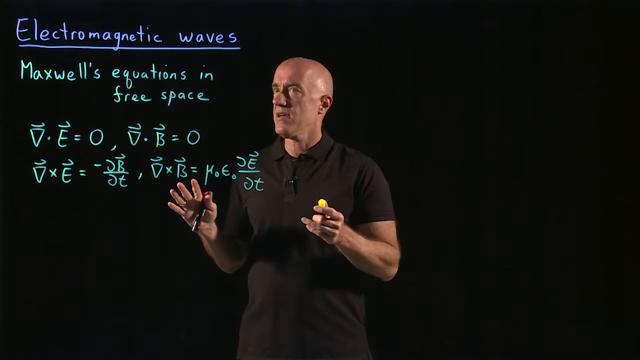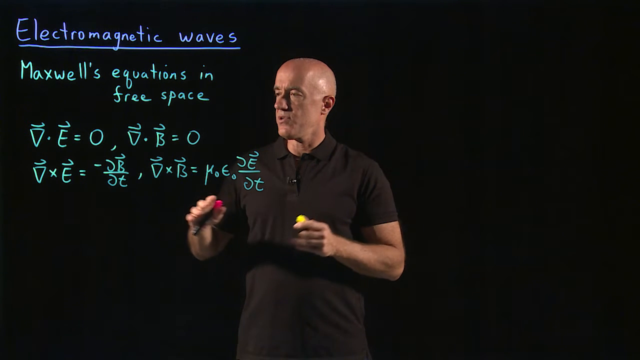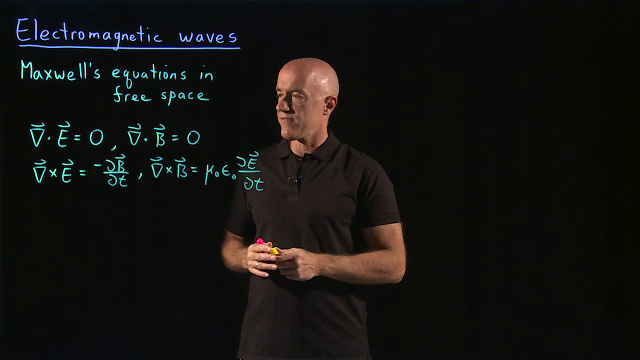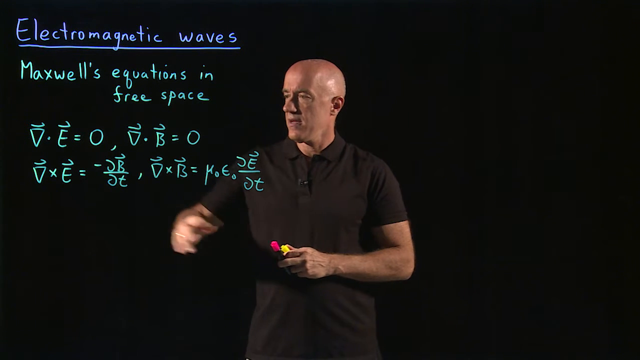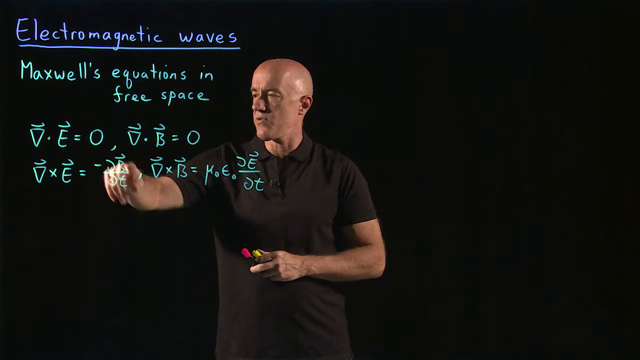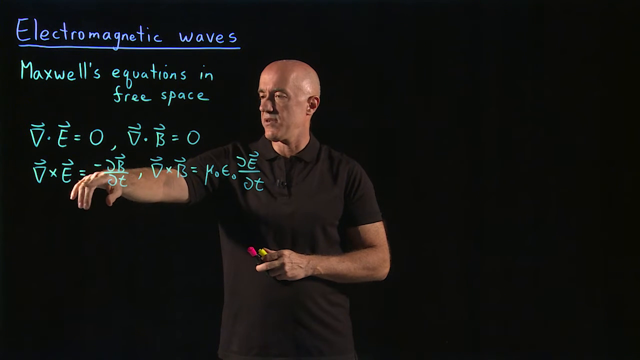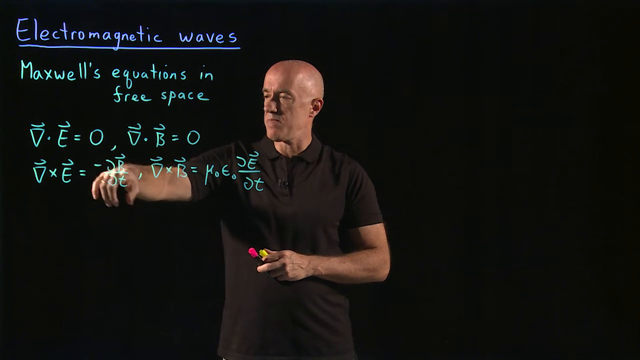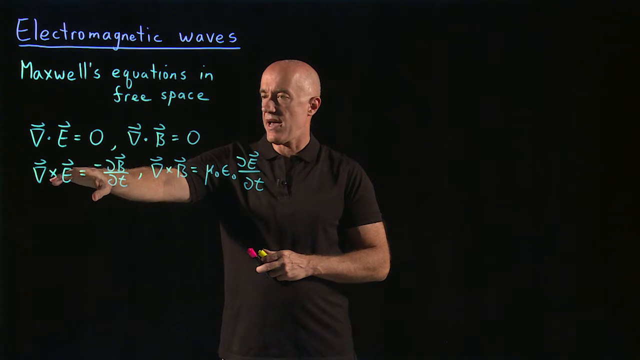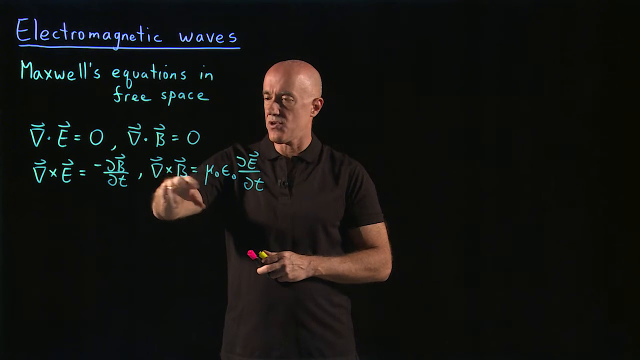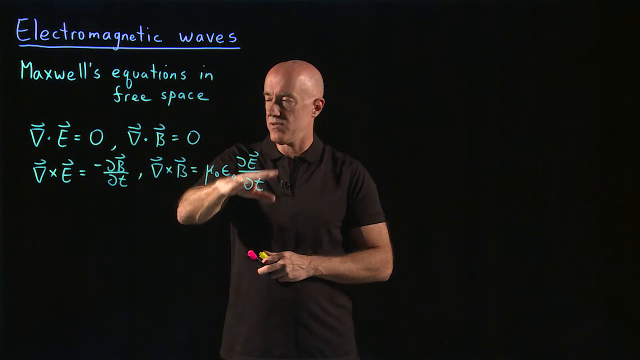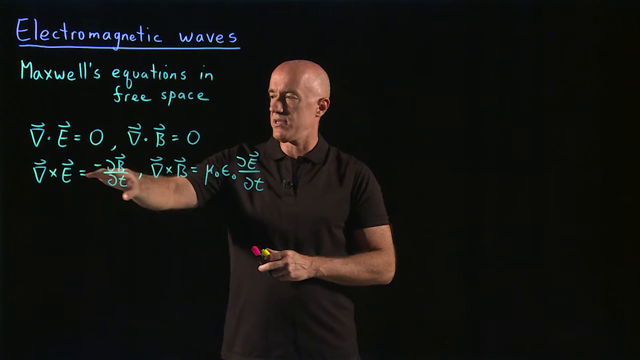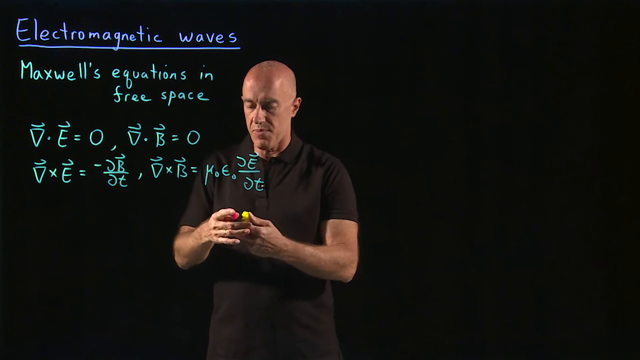Okay, so to derive electromagnetic waves, what I need to do is to condense these equations into a single equation for the electric field. So how can we do that? Well, we look at the third equation, del cross E equals minus dB dt. We want to eliminate B in favor of E. And to do that, we can use this fourth equation that the curl of B is related to the derivative of E. So we need to get the curl of B on the right-hand side of this third equation. So to do that, we can take the curl of both sides of this equation.